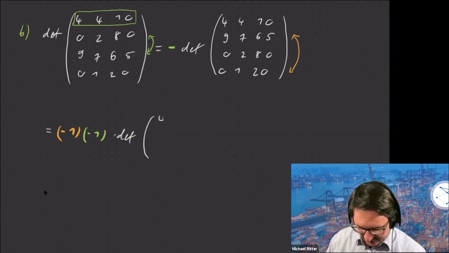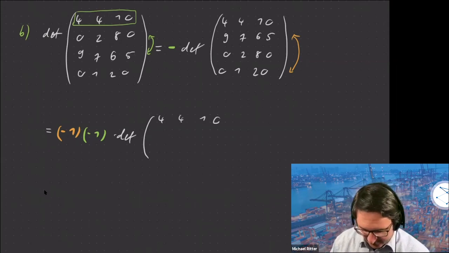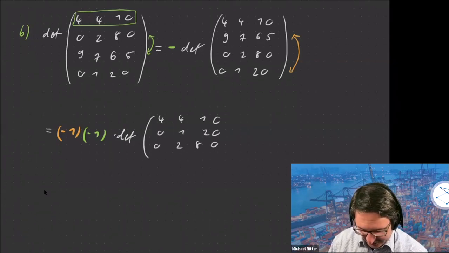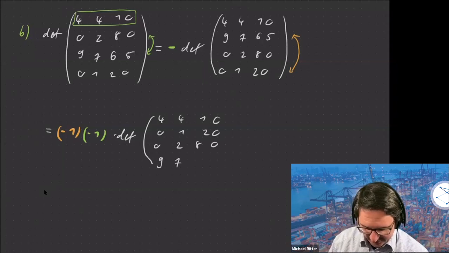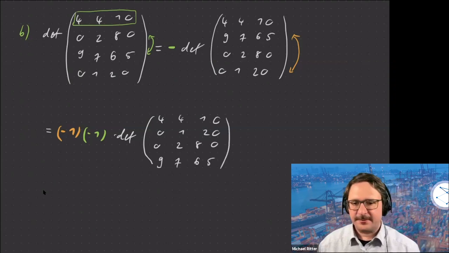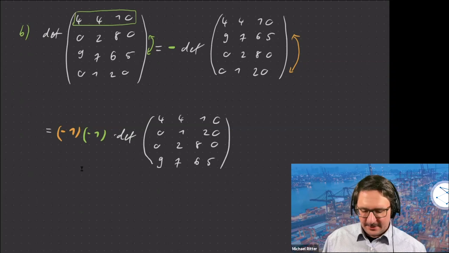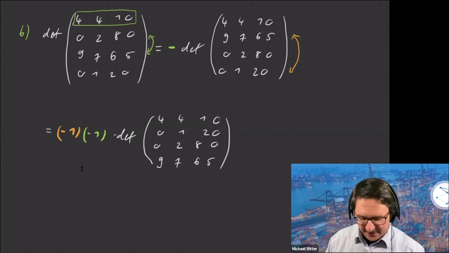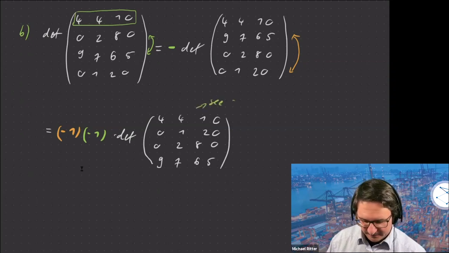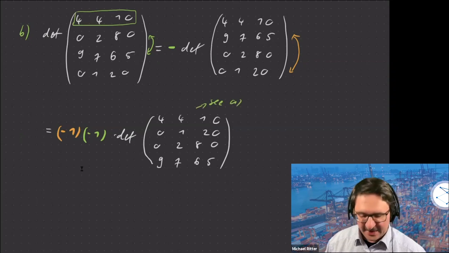We keep the first row where it is. We keep the third row. And we interchange the fourth. So this becomes the new second row, and the old second row becomes the new fourth row. So this is our new matrix, and this is exactly the matrix that we had in point A. And you remember the value of that was 80.